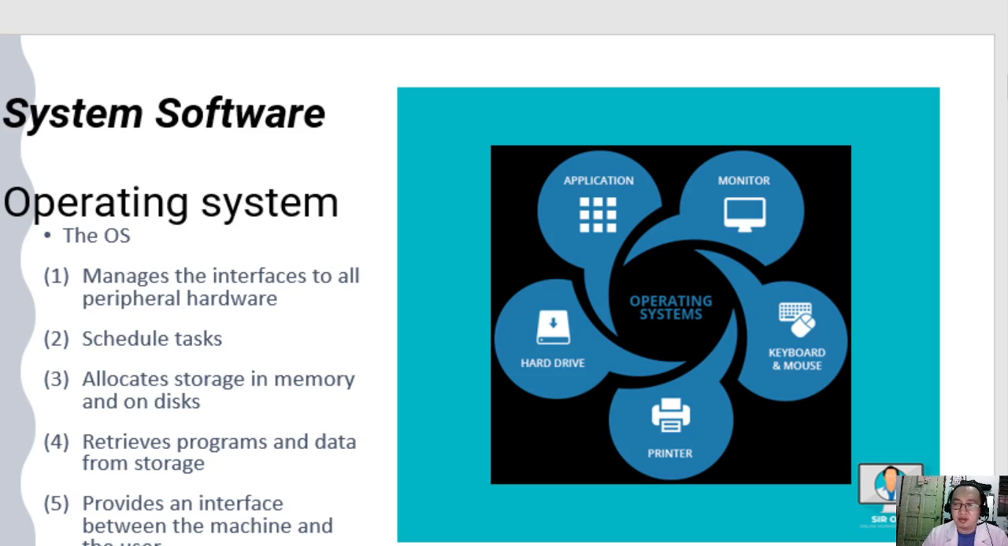And the connection between the CPU and the peripherals is called an interface. One of the most critical tasks performed by the OS involves the management of storage also.